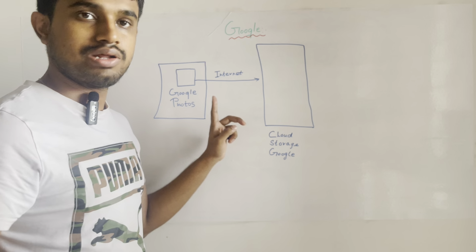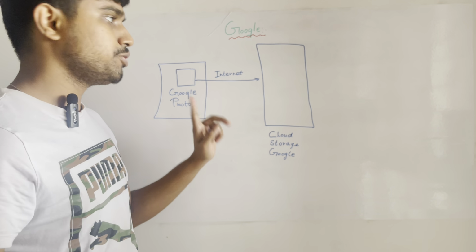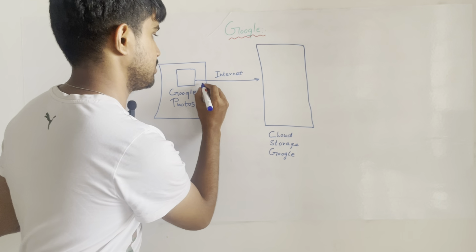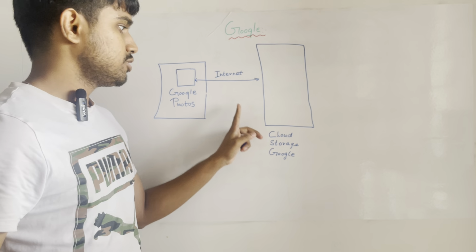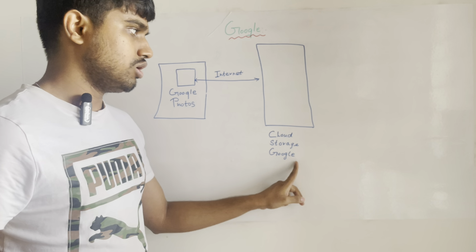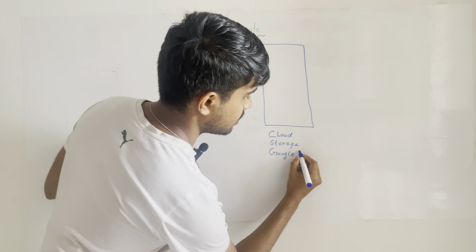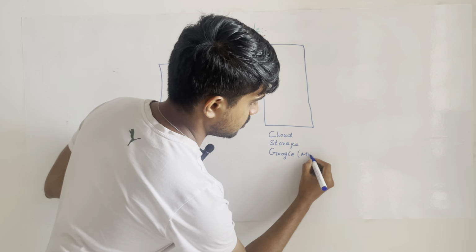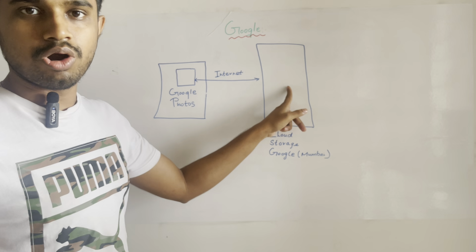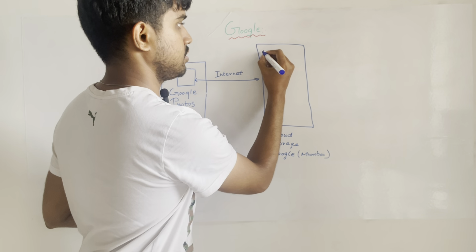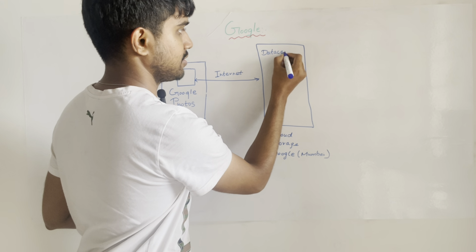And when you request for the same photos to be viewed in your phone, basically Google will send you the photos back again via internet. I'll put an arrow this way as well, right? So the cloud storage of Google, for example, one unit of that storage may be located in Mumbai, right? Is usually called a data center.